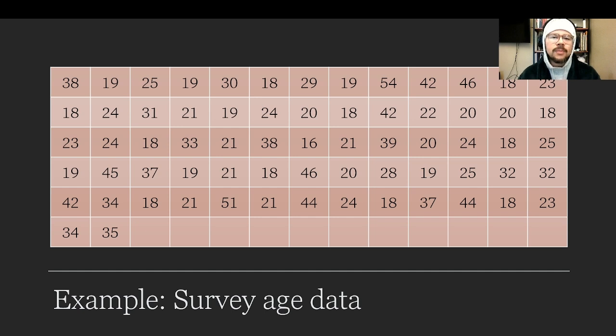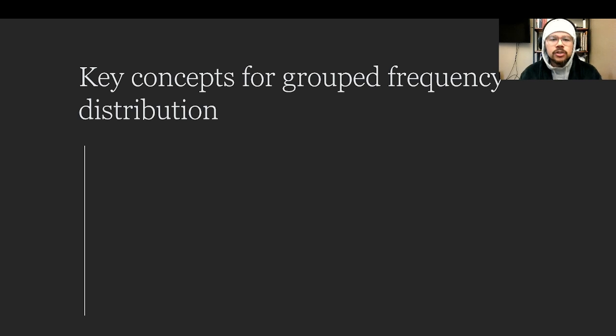But if we're trying to present this data in some form of research project that we want people to take something away from, it would not be conducive to engaging our audience if we were to just present these numbers. So let's figure out what we can do to take this raw data and transform it into a grouped frequency distribution. Here are some key concepts about grouped frequency distributions that are really important to understand before we move forward in talking about how we create one.